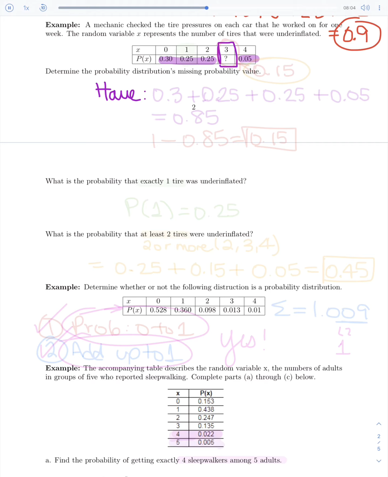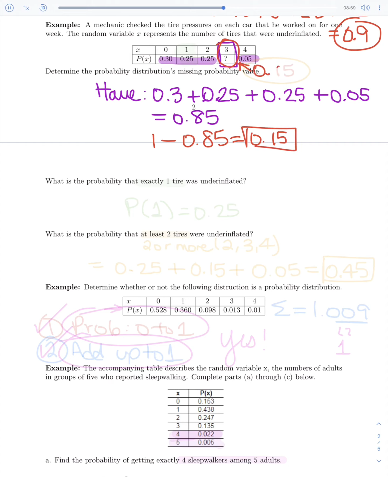So the probabilities that we have add up to, so 0.3 we're adding up a 0.25 and another 0.25, and then we don't know the next one, a 0.05. So 0.3, 0.25, 0.25, and 0.05 add up to, let's see, we'll add up to 0.85, which means the missing probability, in order to make sure that that adds up to 1, needs to be 1 minus what we already have, which will get us that everything that's left over needs to add up to 0.15. So our missing probability here needs to be 0.15.